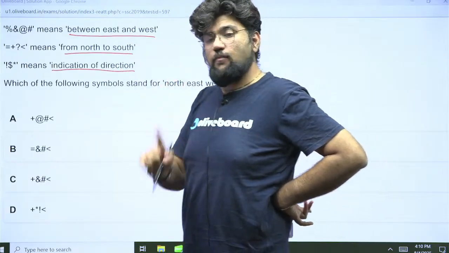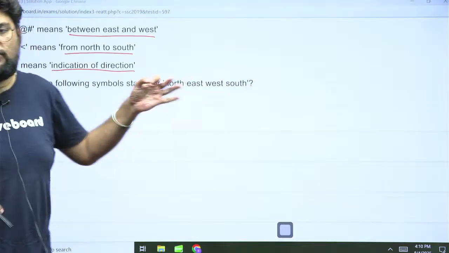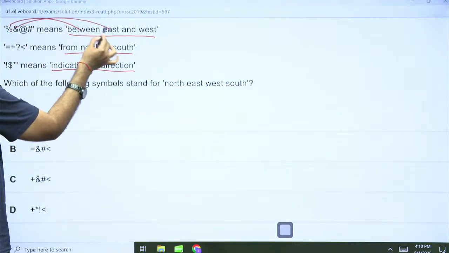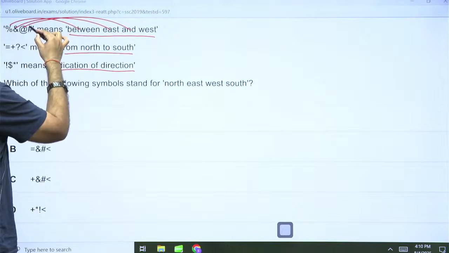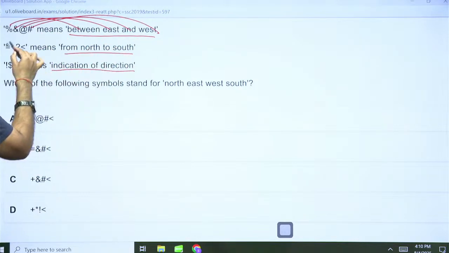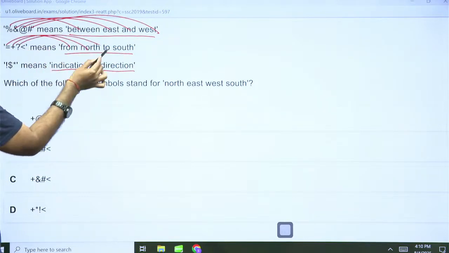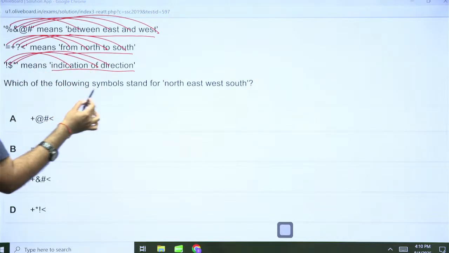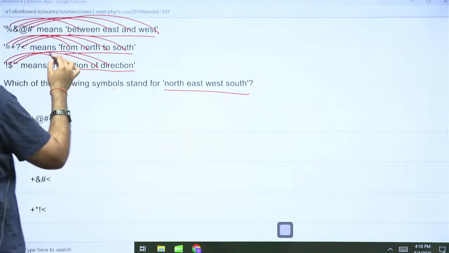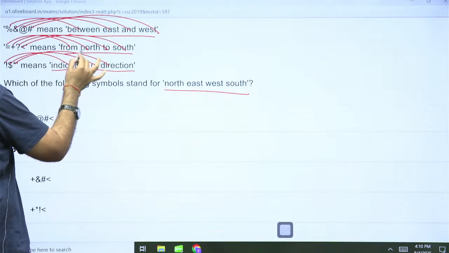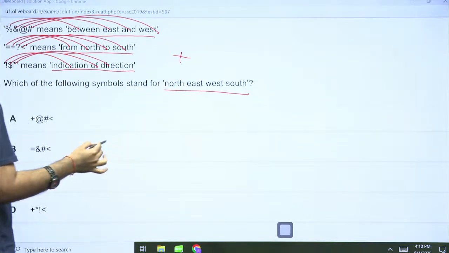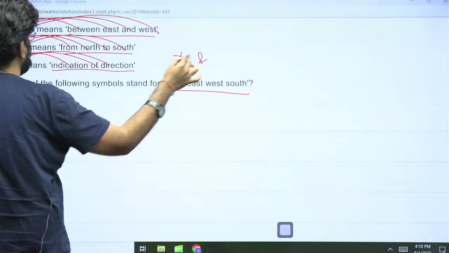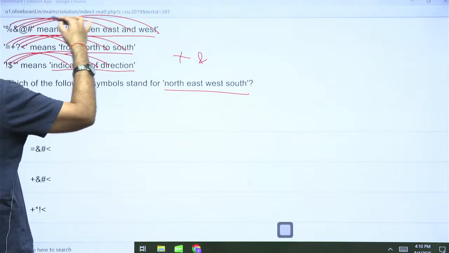This is only possible in one case, that it is pure single substitution coding. That is, your percentage stands for between, ampersand stands for east, @ stands for and, and a hash stands for west. Similarly, this stands from like this. Okay. Now the question is asking me what is the code for north, east, west, south. So north is from here second. So plus. So we'll start with plus. East is here second, ampersand. Then west is last, so hash.